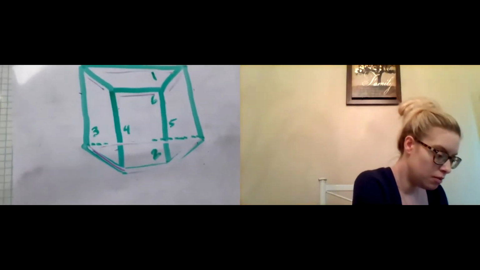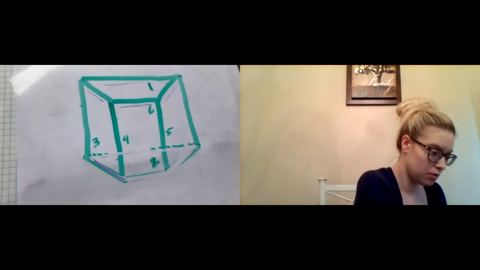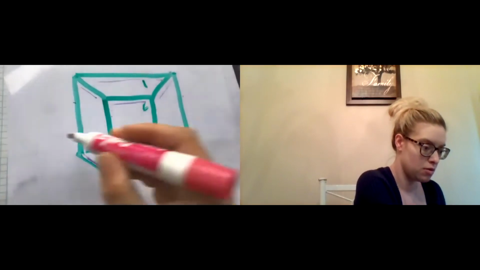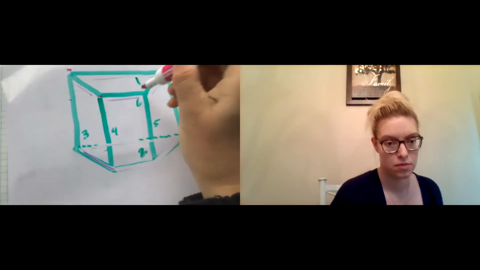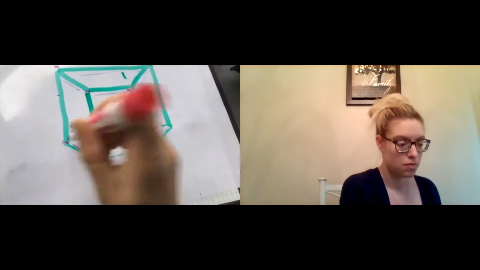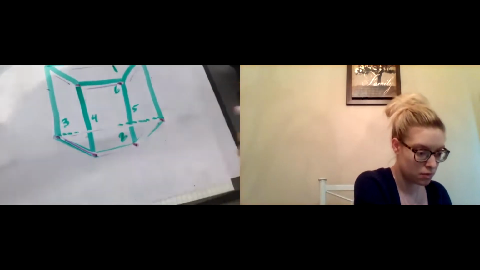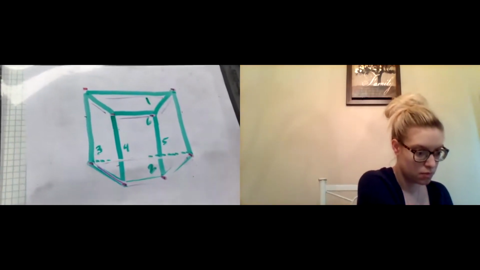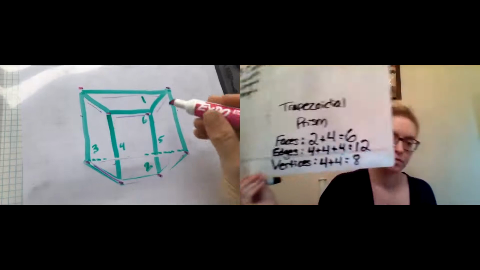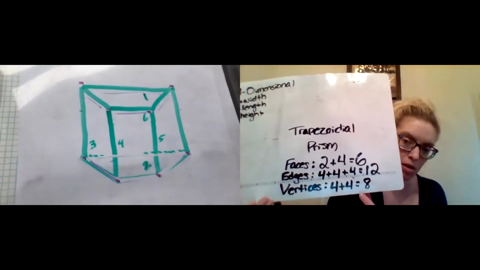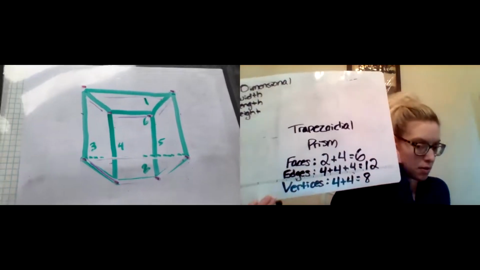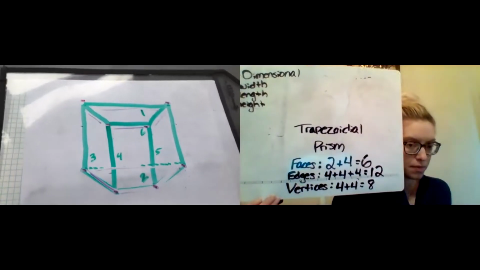Okay. And then the last thing that we want to count up is our vertices. So these are each of our points. Okay, there aren't any vertices on the lateral faces because that's where they connect to the base. So we just know that there are 8 because there are 4 on each of the 2 bases. Okay, we have 4 on the bottom and 4 on the top for a total of 8.